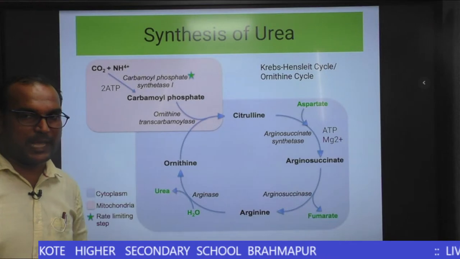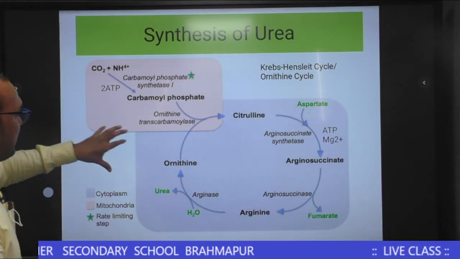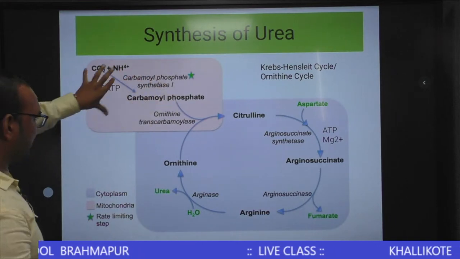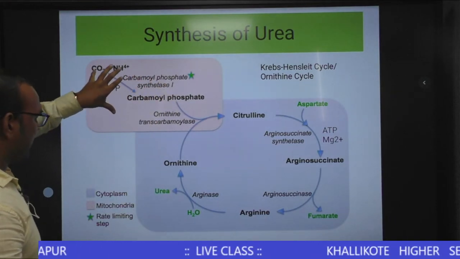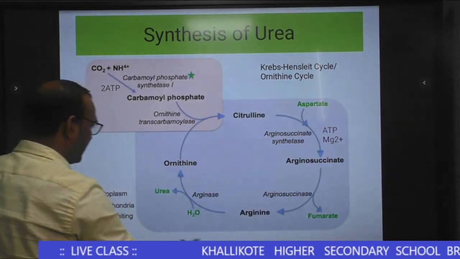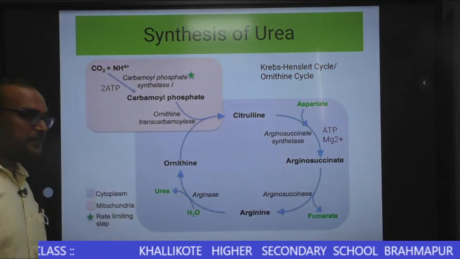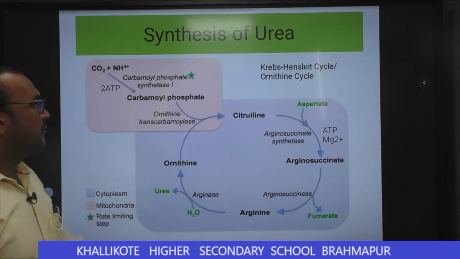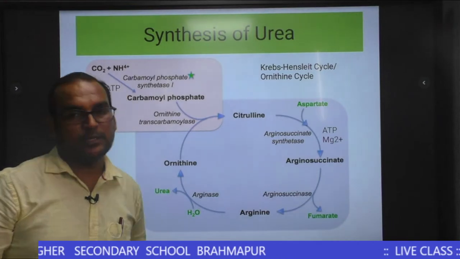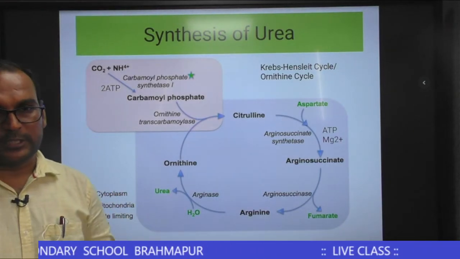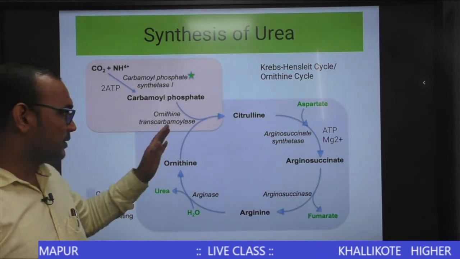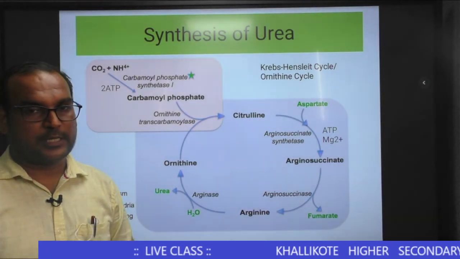All this process happens inside the liver; this part is happening in the mitochondria of the liver cells, and this part is happening in the cytoplasm. Okay, so these are the final things we discussed today. In the next class, we'll discuss the process of filtration through the glomerular filtration rate and glomerular.